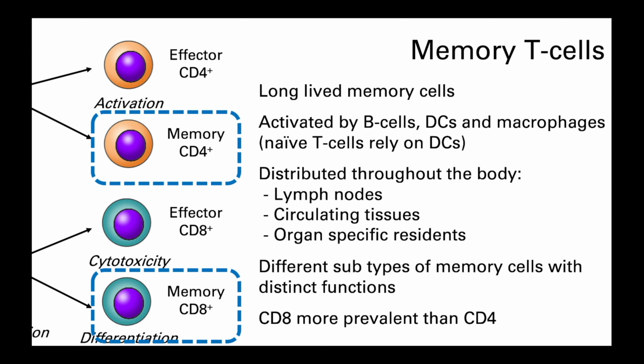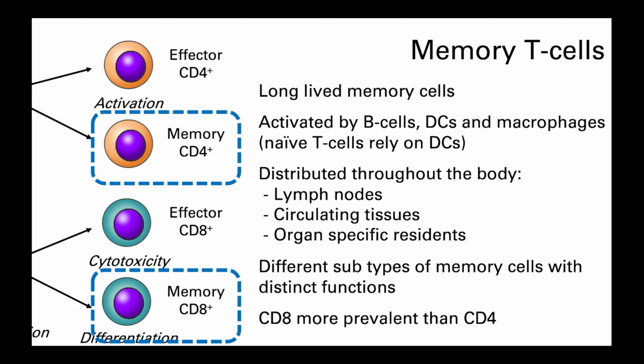There are distinct subclasses of memory cells, and 4 have been identified in humans to date: central memory, effector memory, resident memory, and stem cell memory. The differences between these are beyond the scope of this video, but they occupy different regions of the body and have different expressions of surface markers that allows their classification.